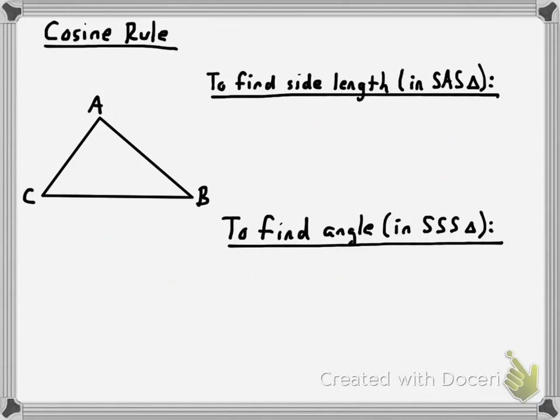Okay? Two different triangles that you're going to have to solve with cosine rule. We said already a side angle side triangle and then a side side side triangle. And in each instance, you're going to use a different version of the formula, at least for the first step. Whenever you're working with a side angle side triangle, the first thing you're always going to be able to find is the third side of the triangle.